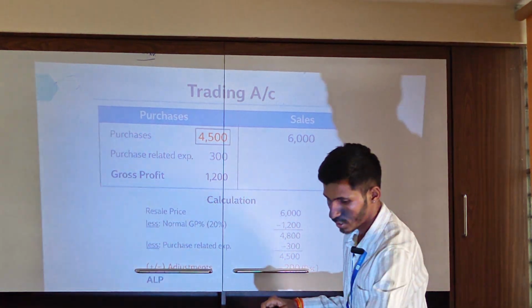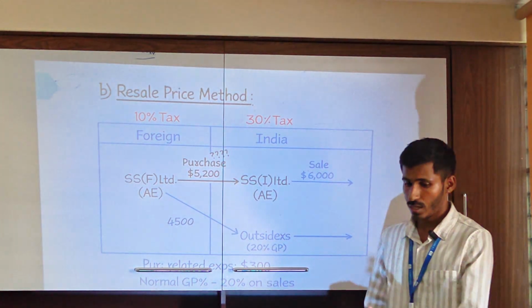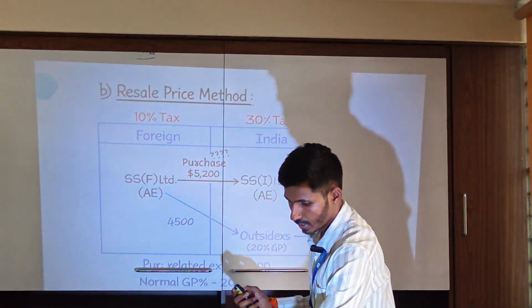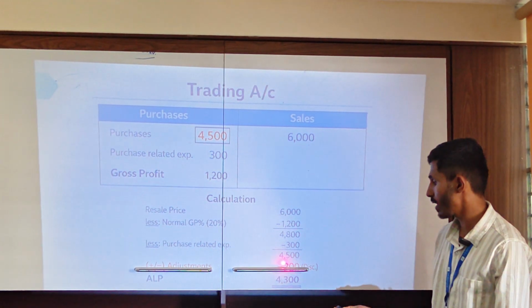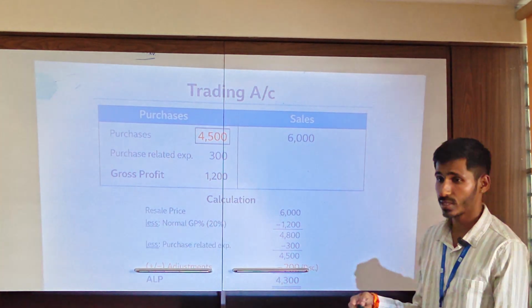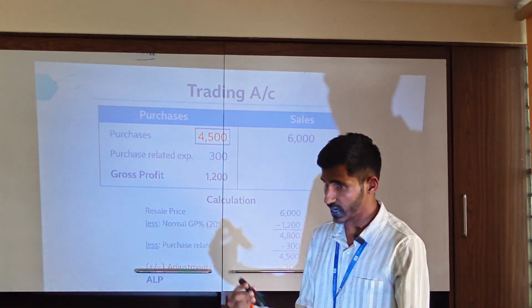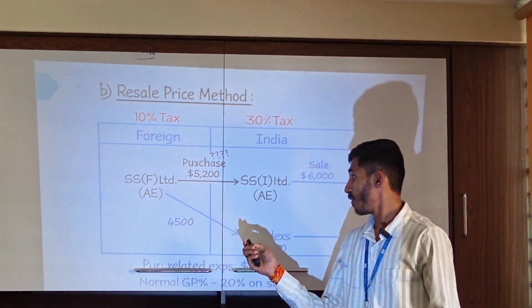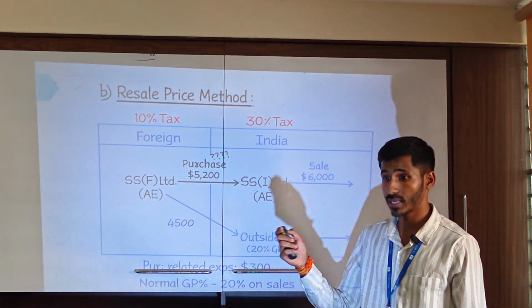What they have shown is 5,200. So if Samsung India says we have also received a discount, then we will adjust that also. So we will adjust 200 discount. Then we have arrived at the arm's length price, that is 4,300. Now the actual arm's length price is 4,300, but what Samsung India has shown is 5,200. So there is a difference of $900, an inflated value.